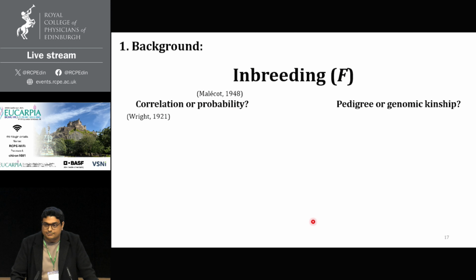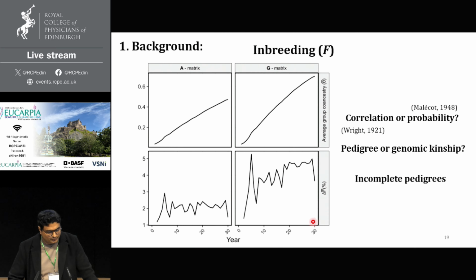Should we estimate it using pedigree or genomic relationship information? Even if it's more appropriate to estimate it using pedigrees, we usually don't have high quality ones in our data. So here you could see that we have done a very small simulation. We have computed the inbreeding values or average group ancestry across 30 years for a running line breeding program. And these are the inbreeding rates.